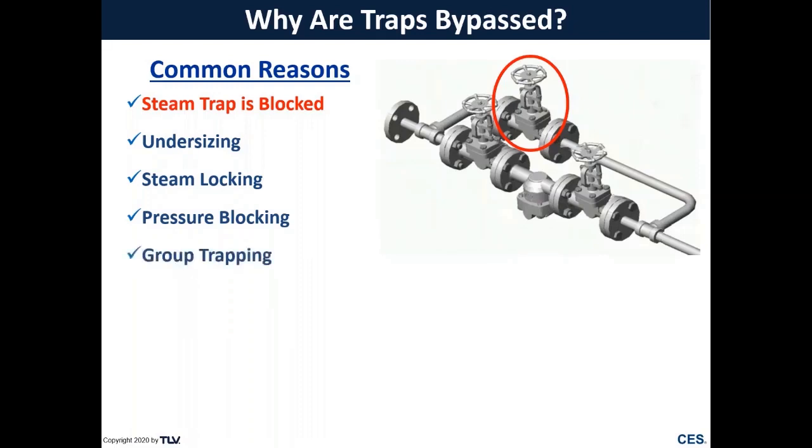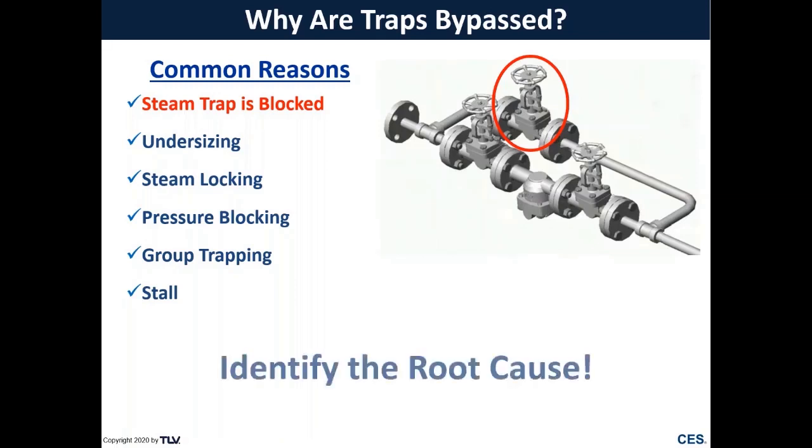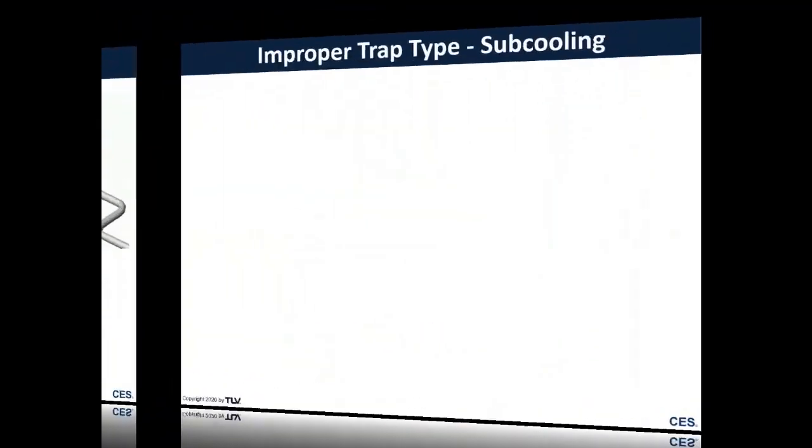Also group trapping, where you're getting insufficient heating into your equipment because you only have one steam trap or you need multiple. Or you're running into a stall scenario where you can't get condensate out of your system and into your condensate return line, so you may open a bypass to atmosphere to drain that condensate out of your system. So with all of these, it's important to identify the root cause of why this bypass is open and correct that root cause to make sure that you're optimizing your equipment.